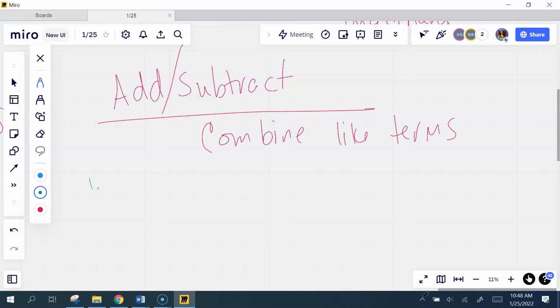Number 1 on your sheet. Negative 11 plus 3i plus 9 plus 2i. Do you agree that those are both complex numbers? What makes them complex? One real, one imaginary, added or subtracted together. So together they make a complex number.